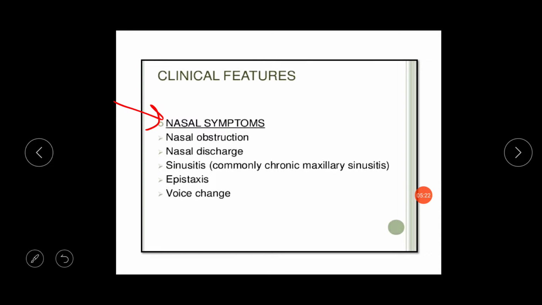Clinical features of adenoid enlargement. It can cause nasal obstruction at the posterior choana. Sometimes the patient can have nasal discharge, as the secretion from the nasal cavity goes directly into the nasopharynx, as we have seen in the physiology of the nose. Whenever adenoids are enlarged, there is blockage over the posterior part of the nasopharynx and the patient can develop recurrent nasal discharge, recurrent rhinitis, and recurrent sinusitis, most commonly chronic maxillary sinusitis. Sometimes epistaxis can occur during upper respiratory tract viral infection, and voice change can occur due to adenoid enlargement and blockage of the nasal cavity on both sides.